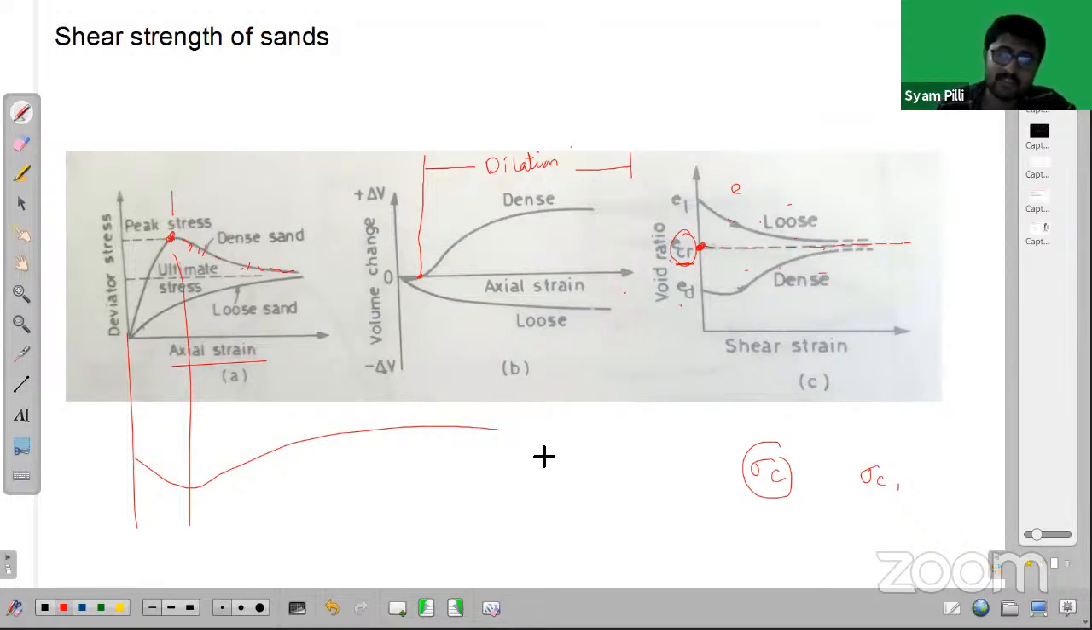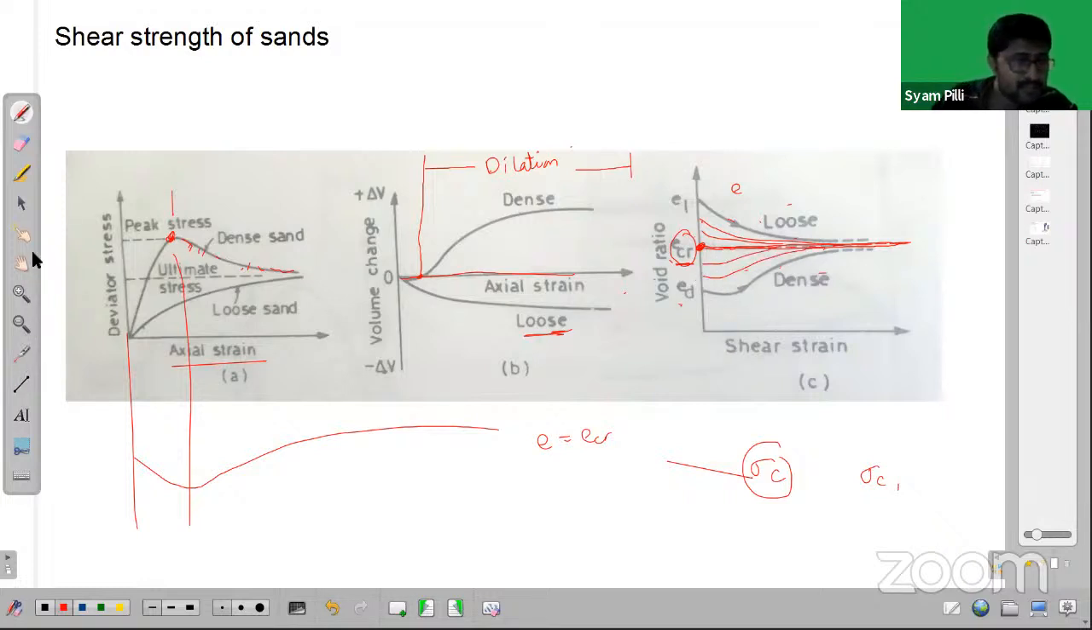When the existing void ratio is equal to critical void ratio corresponding to that sigma C, and you are testing at sigma C, volume कुछ भी change नहीं होगा, और void ratio भी ऐसे ही चले जाएगा. So this will be constant throughout the test. अगर इस void ratio से ऊपर होता, if your soil is having void ratio more than e critical, that is loose sand. The volume keeps on reducing. If your void ratio of the soil is lesser than this e critical, that is dense sand. Then the void ratio keeps on increasing this way.